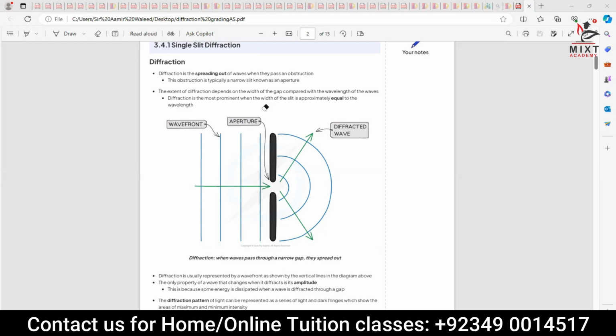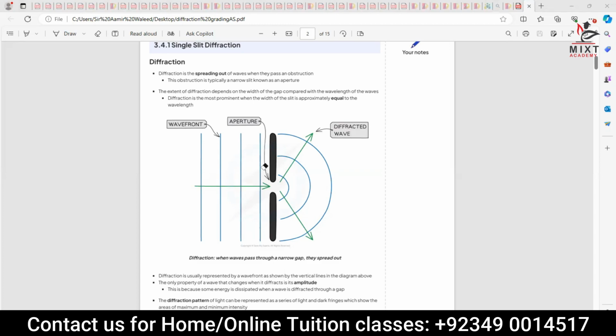So diffraction is usually represented by wavefronts as shown by the vertical lines in the diagram. The only property of the wave that changes when it diffracts is its amplitude. Remember that frequency will never change. Only and only amplitude will change. Not even the wavelength is changed. Only the amplitude. Amplitude means the height, the displacement. This is because some energy is dissipated when the wave is diffracted through the gap.